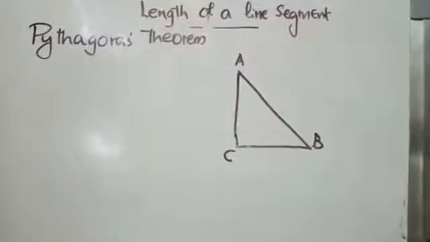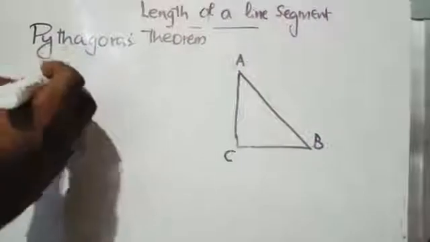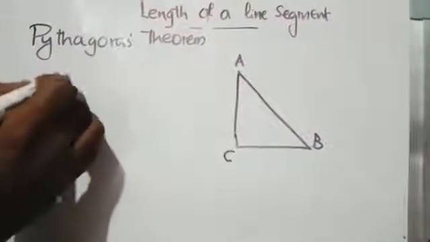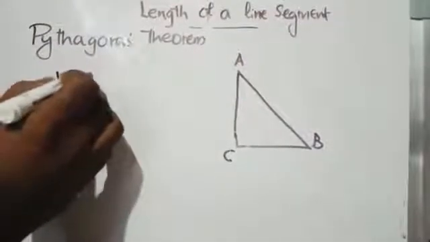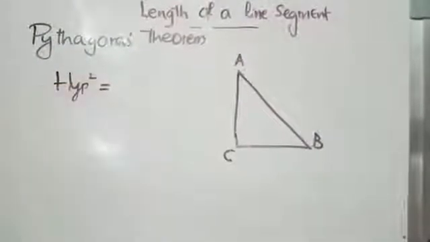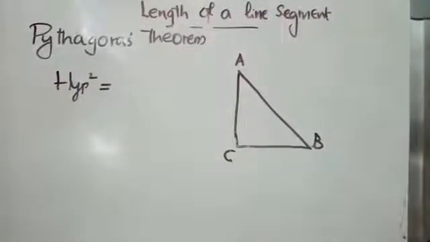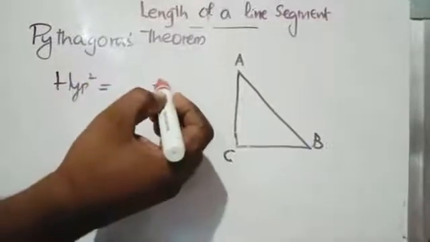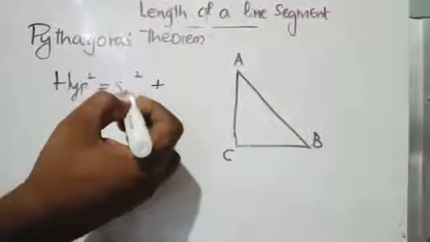So the Pythagoras theorem states that the square of the hypotenuse is equal to the sum of the squares of the other two sides.